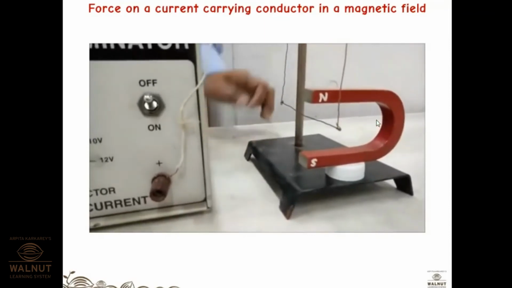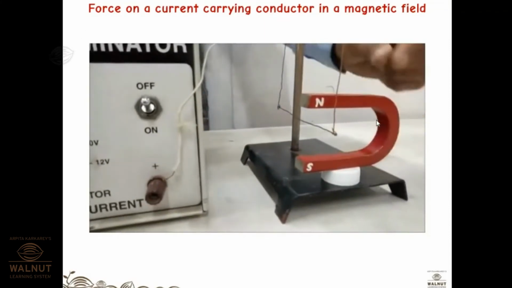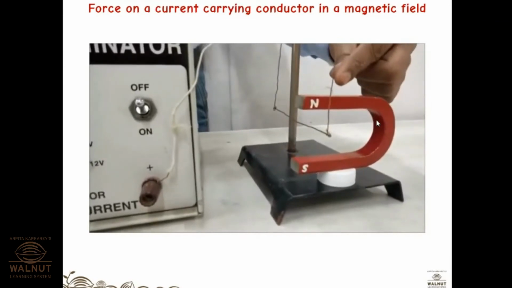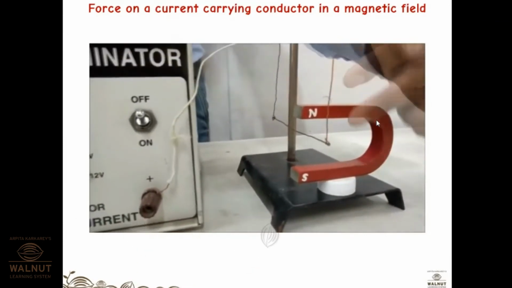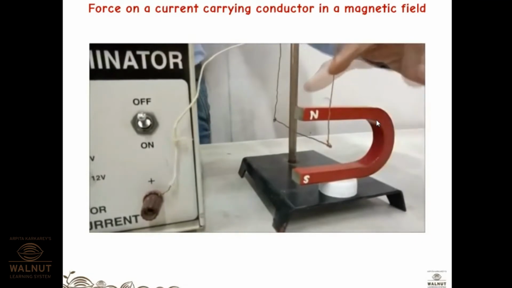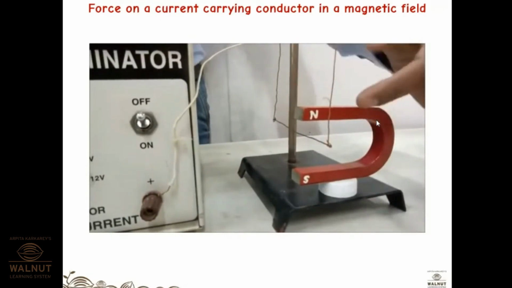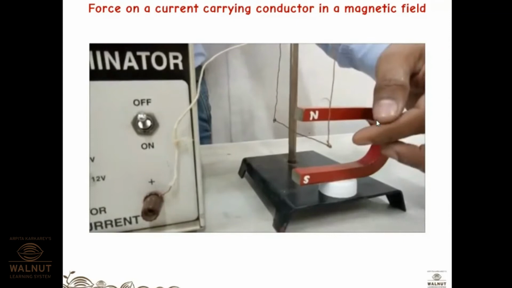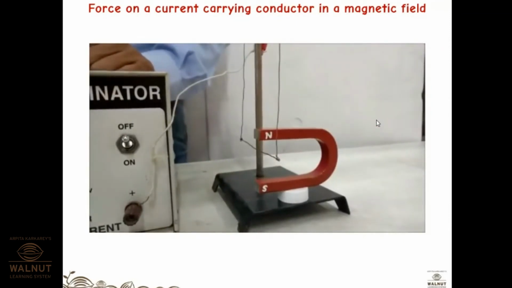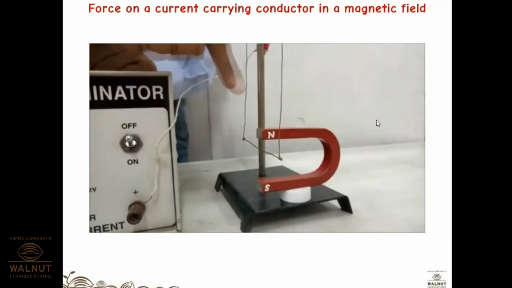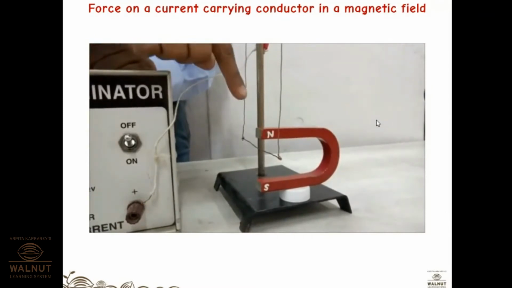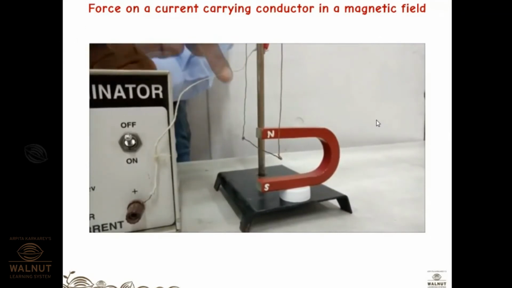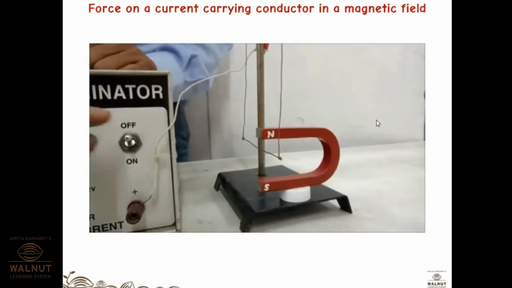Let's look at the magnet. The magnet is placed in such a way that the magnetic field will be from north to south, and the suspended wire is inside this magnetic field. Now we'll turn on the switch. When we do that, current will flow through the wire, and we want to check if that wire experiences any force because it is inside a magnetic field. If there is a force, the wire should deflect. Let's turn the switch on.